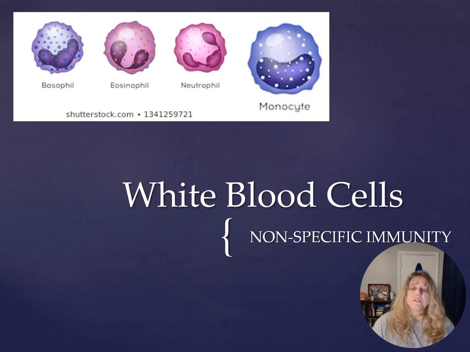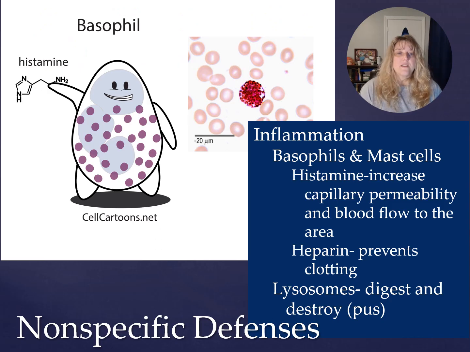Now, our white blood cells are also part of that nonspecific immunity. So we start looking at those individual little white blood cells. The first one we're going to look at is our basophils. And this is part of our inflammation. The basophils and the mast cells do secrete histamine, and that histamine increases the capillary permeability and the blood flow to the area, whereas your heparin will prevent clotting, and your lysosomes will come in and destroy any of the pathogens as they're coming into the system.